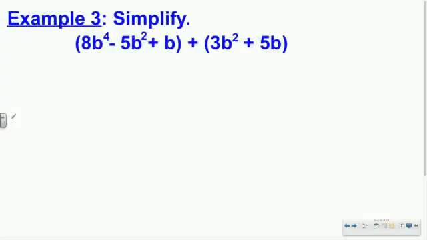All right, starting to feel a little better about it? Let's try another one. It usually takes 3 to kind of feel like, okay, I think I got it. I think I'm kind of ready to try one. Okay, so here we have 8b to the 4th minus 5b squared plus b. And we're adding that to 3b squared plus 5b. Okay, so you remember step 1, rewrite the problem. And when we're adding, essentially that's just breaking it out of parentheses.